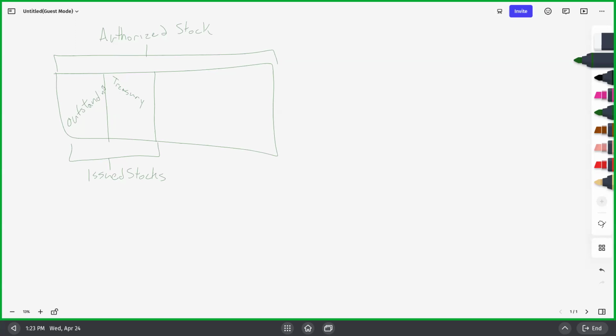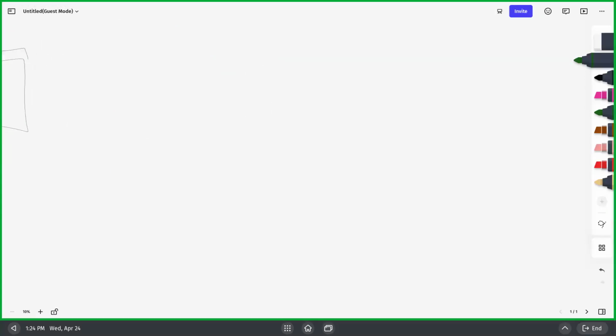Any questions on any of this? No? Awesome. All right, let's start getting into common and preferred stock. We're just going to get into the descriptors of it, and then we're going to just start getting into some practice problems.